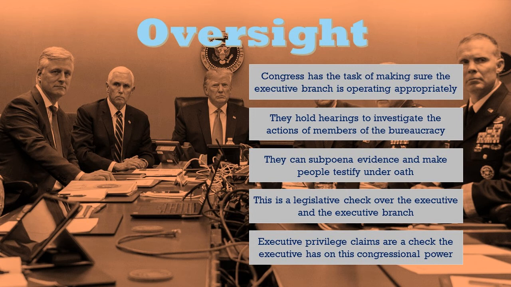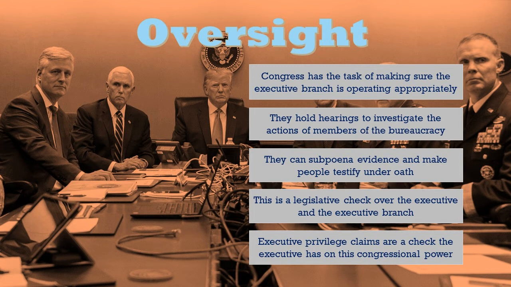When we were talking about Congress, we talked about their power of legislative oversight, meaning that they are monitoring the executive branch to make sure the executive branch is operating appropriately. So this is where Congress, in their committees, may be holding hearings, and they're going to investigate the actions of members of the executive branch, the federal bureaucracy. Just like a court, Congress has the power to subpoena evidence. They have the power to subpoena people and make them testify under oath. So this is a power that the legislative branch has as a check over the executive branch.